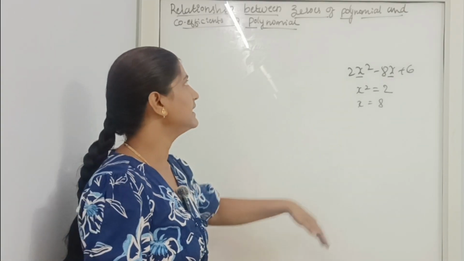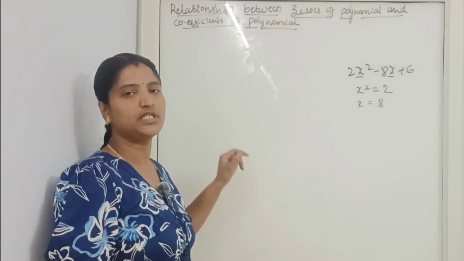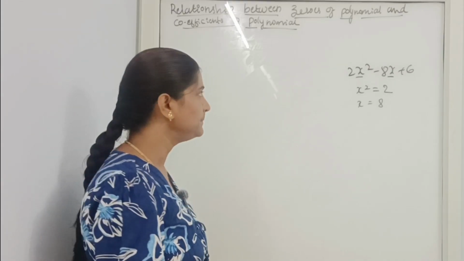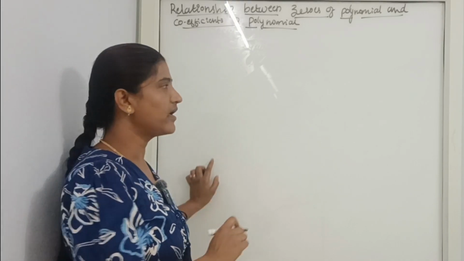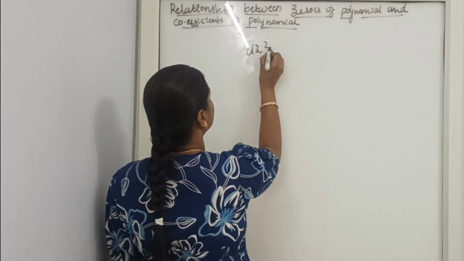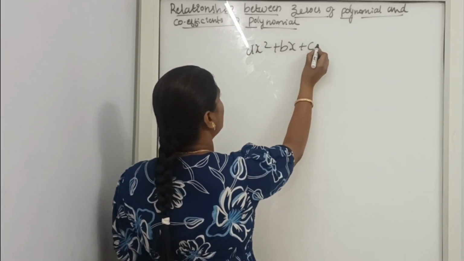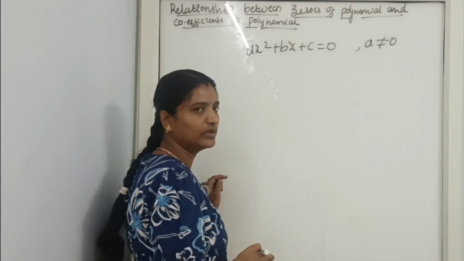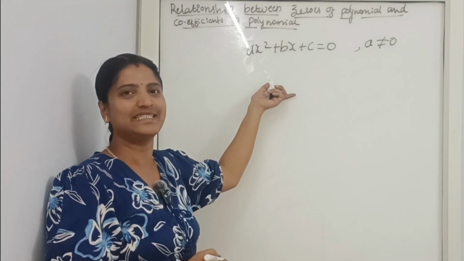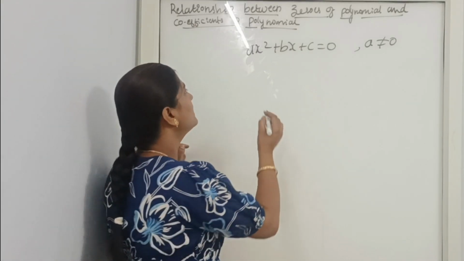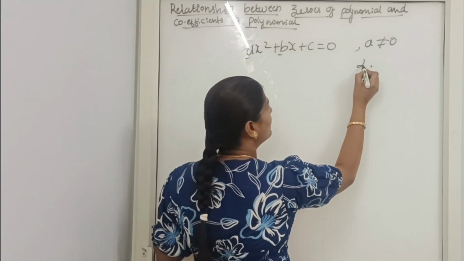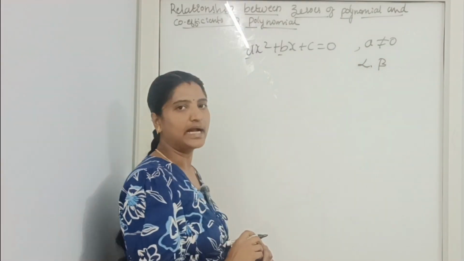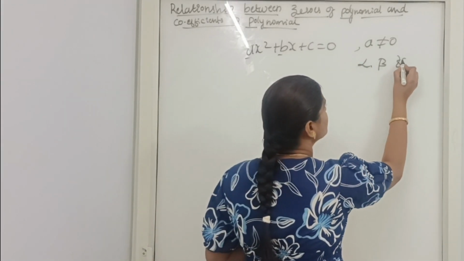Clear? Now let us understand the relationship between the zeros of the polynomial and the coefficients of the polynomial. Let us consider the general quadratic equation, that is ax square plus bx plus c equal to 0, wherein a is not equal to 0. This is the general quadratic equation. We already studied it in 9th standard. And here we consider alpha and beta. Alpha, beta are the factors of this p of x.